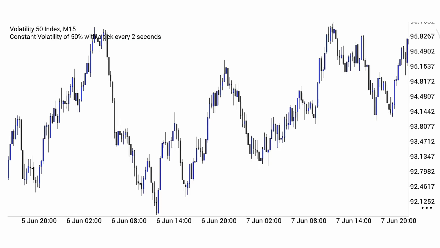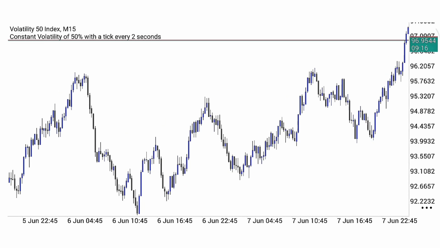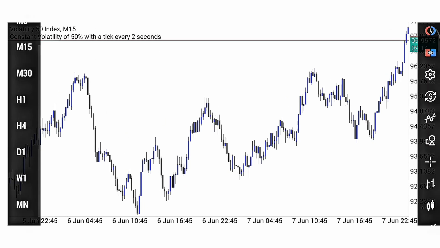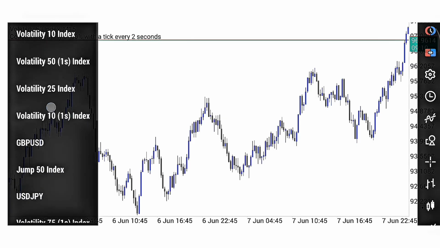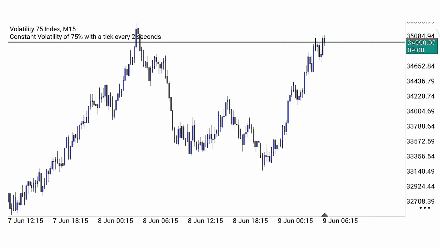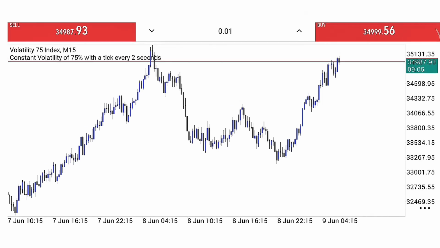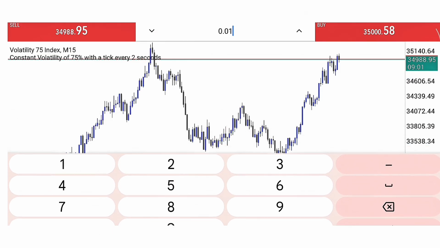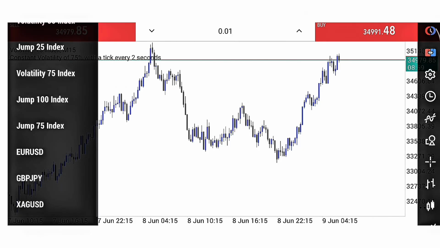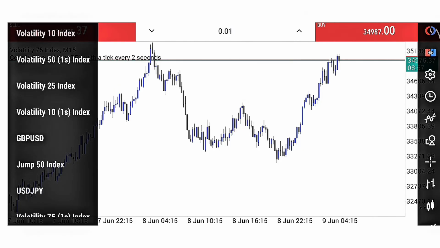Now, the first one is the lot size. The lot sizes have changed for some assets, for example volatility 75. Volatility 75 used to have 0.0005, but now it's 0.01. All right, so let me go back to volatility 50 and show you something else.